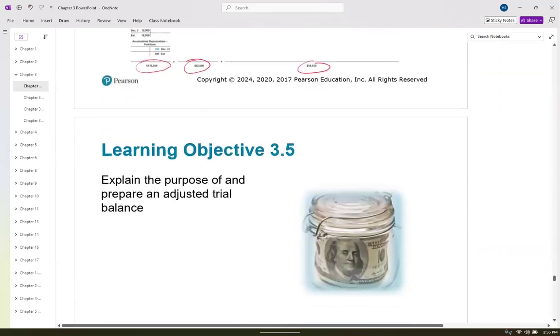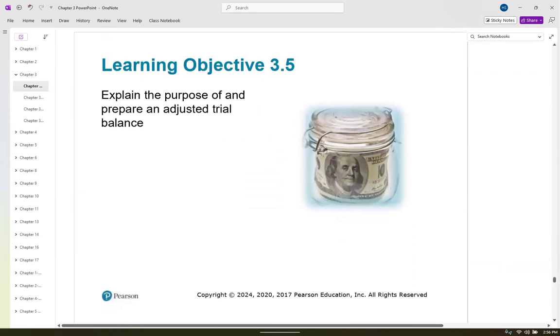All right, that is it for learning objective 3.4. And we'll pick up in the next video with learning objective 3.5. And we're going to do 6 and 7 all together.